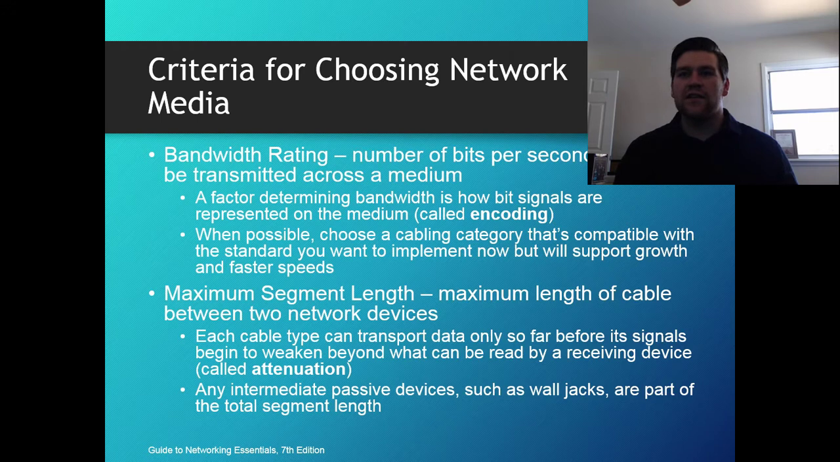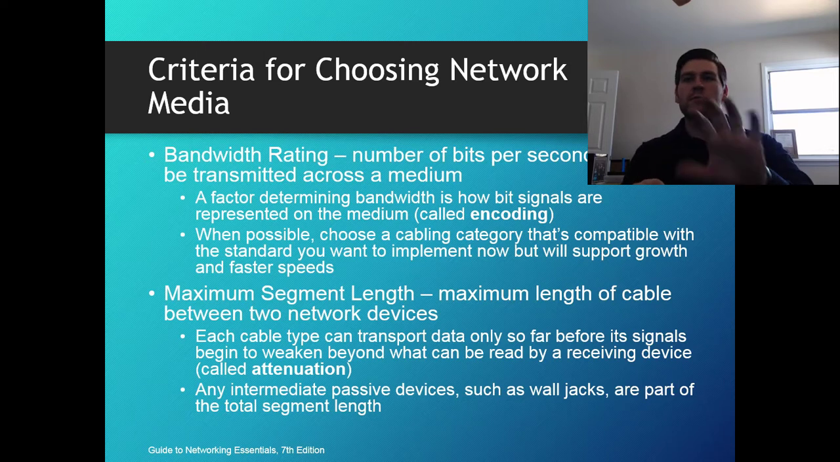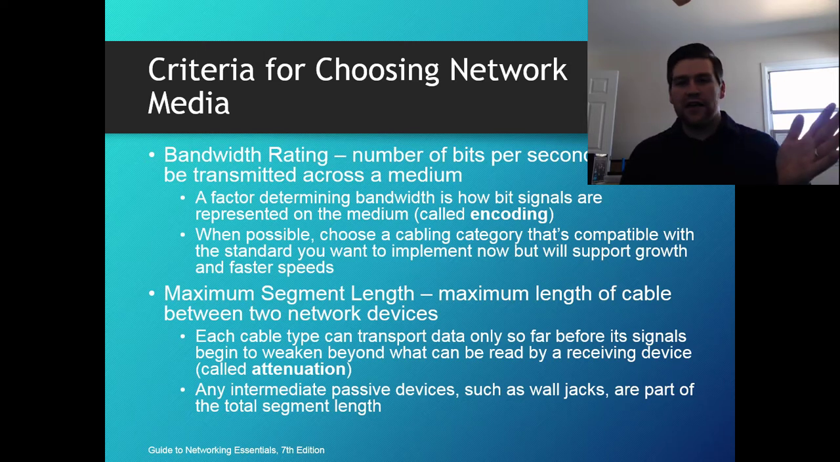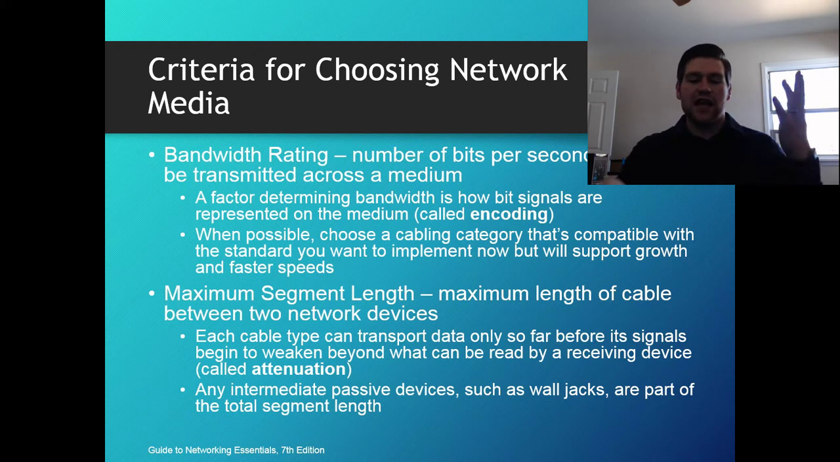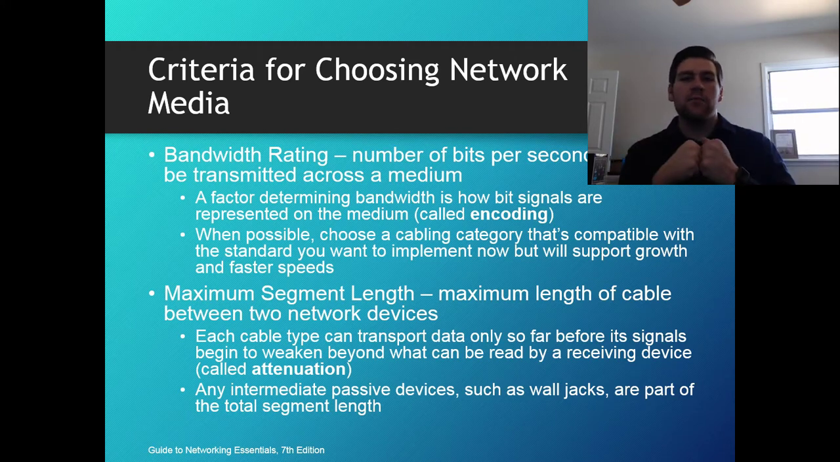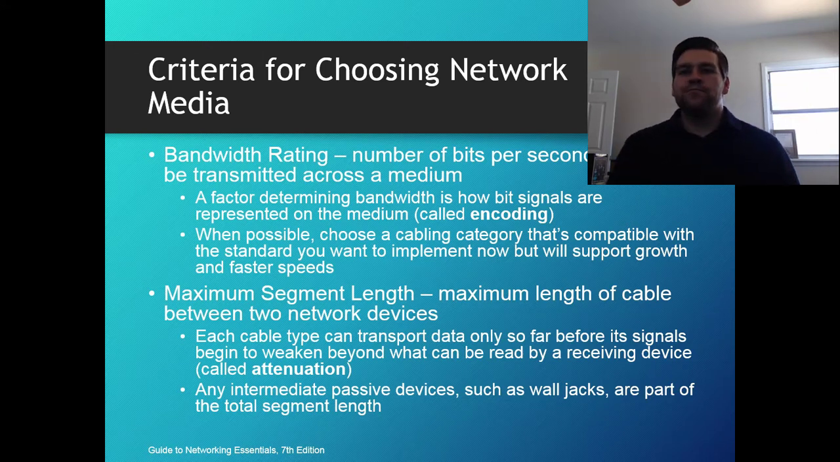But we'll look at the different categories a little later. But next you have the maximum segment length. If you're choosing, and before I move on, bandwidth rating for fiber optic is also going to be capable, again, of much, much faster speeds. So if you're deciding between copper and fiber, it depends on how fast you need the line to go.